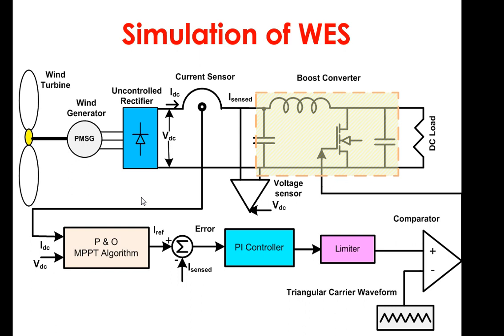It is connected to the uncontrolled rectifier. Then we are having the voltage and current. Accordingly the boost converter has been designed and it has been fed to the DC load. Then we are taking the samples of the current and the voltage. It has been fitted to one of the popular algorithms. I have already shared the video related to the MPPT control, that is a perturb and observe method. Then it is generating a reference current. It is compared with the actual or sensed current, and through a PI controller and limiter we can control these switches in terms of the duty cycle.